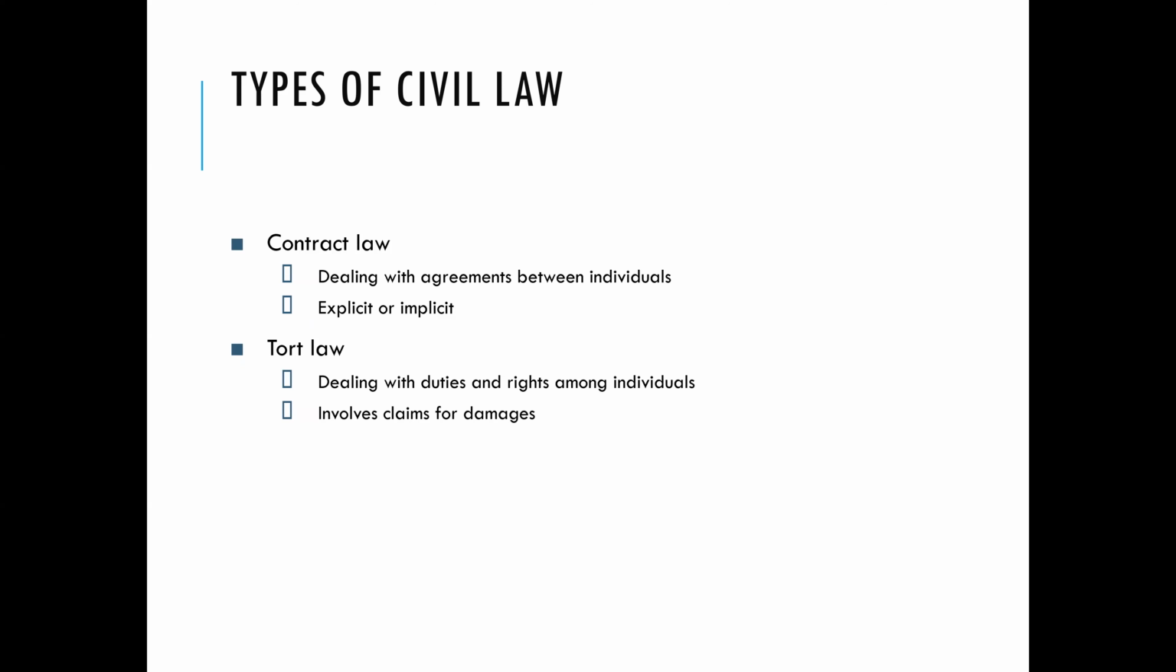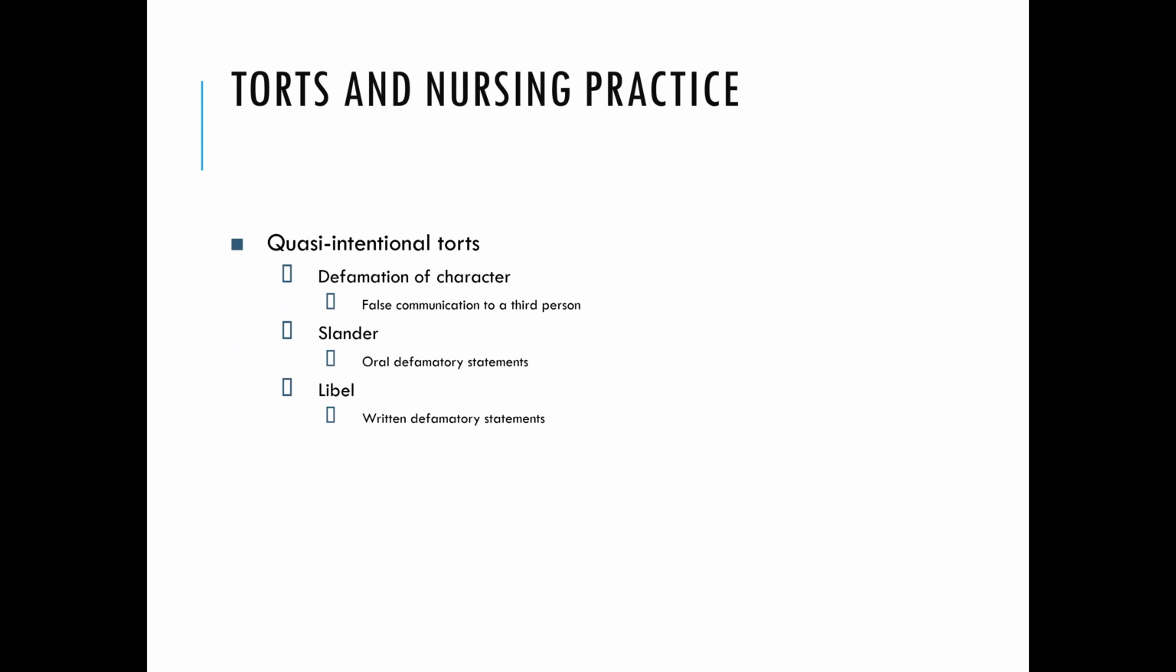Tort law deals with the wrongs done to one person by another person that does not involve a contract. So a tort is a civil wrong, and there are three types of torts. You can have quasi-intentional torts, intentional torts, and non-intentional torts. We'll talk about those. A quasi-intentional tort includes defamation of character, slander, and libel.